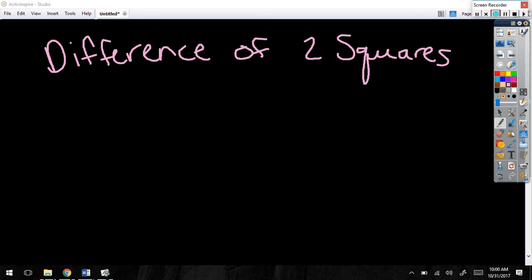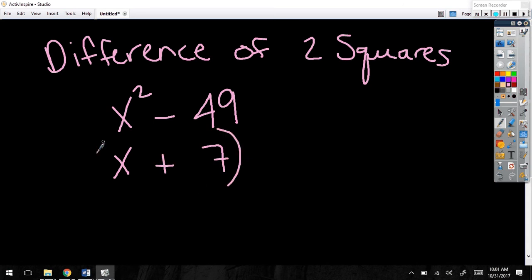Difference of two squares is exactly what it sounds like. It's two perfect squares separated by what kind of sign? A difference, subtraction. When it looks like that, how does it factor? The square root of 49 is 7, so x plus 7, x minus 7. Because when it's a minus sign, it's going to be both signs, one plus and one minus. So that's assumed that you remember.